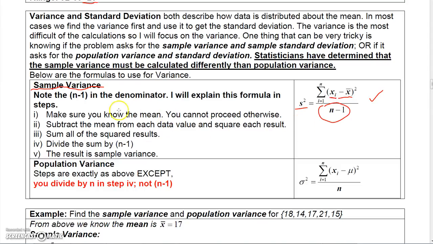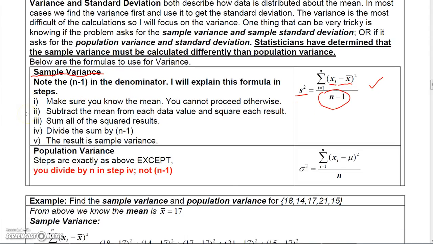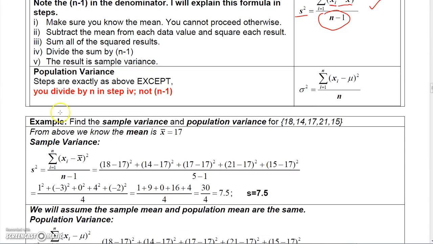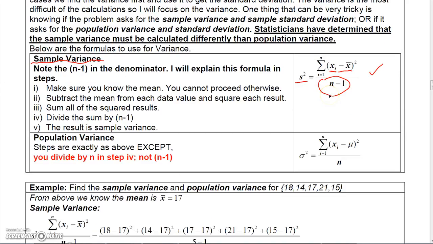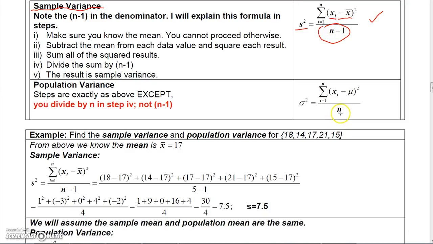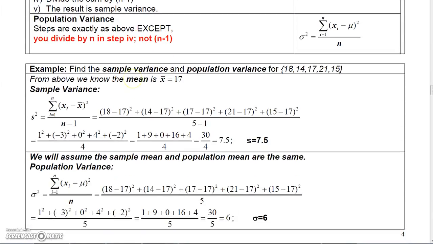Now I gave you a set of steps here that you can read to see what to do. Now, the true population variance is actually different. And for some reason statisticians say if you want to find the sample variance, it's better to divide by n minus 1, even though the population variance is actually calculated the same way, except you divide by n. So again, let's do the sample variance first.